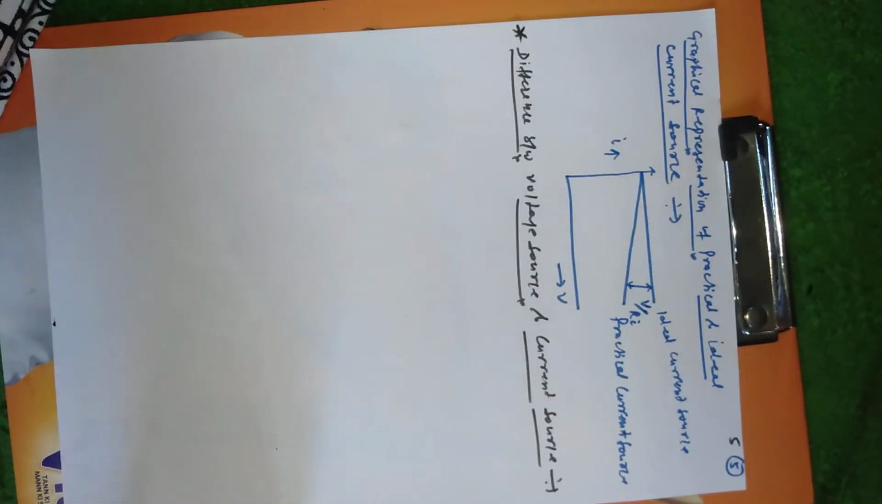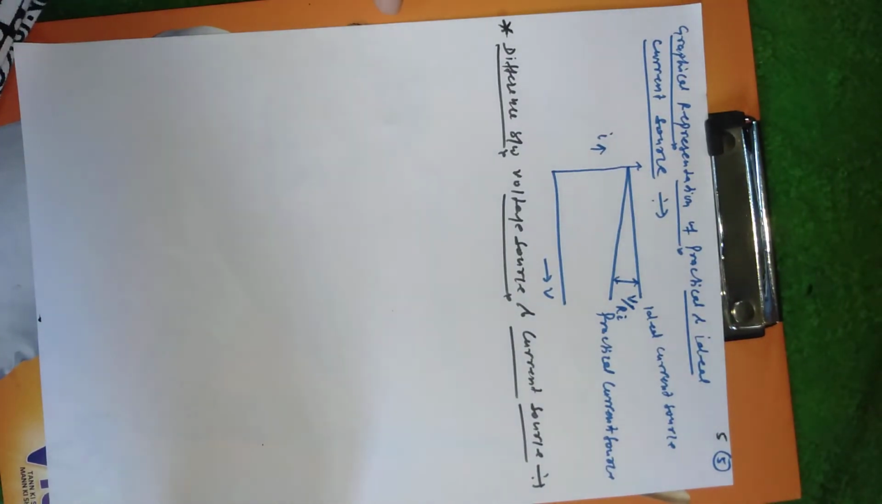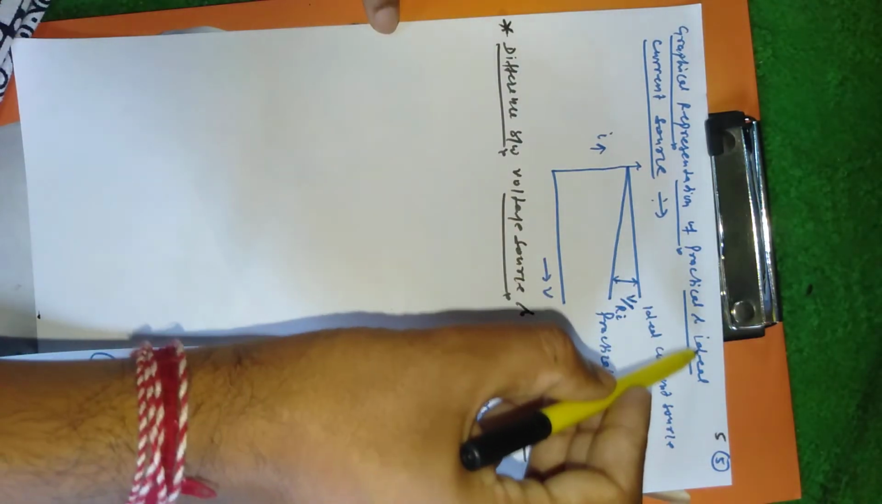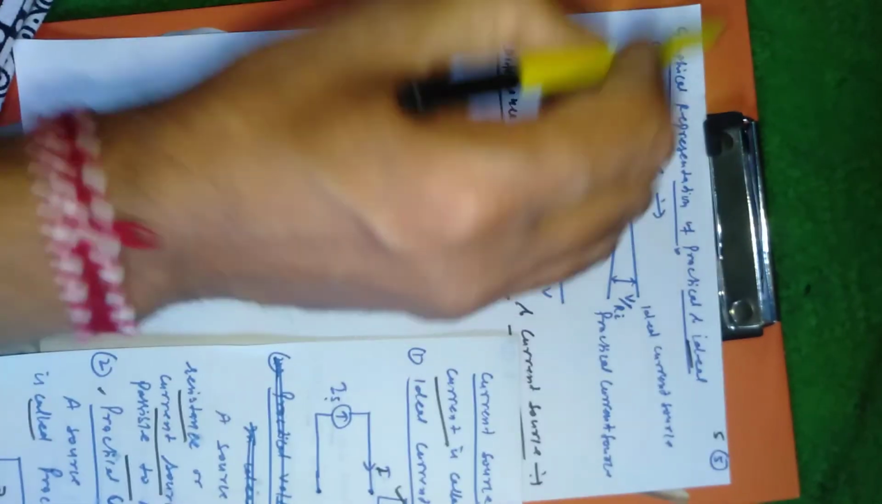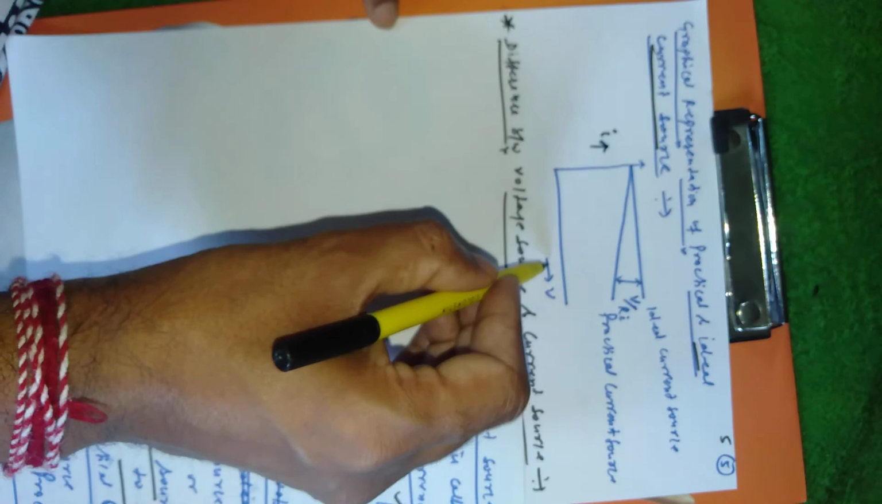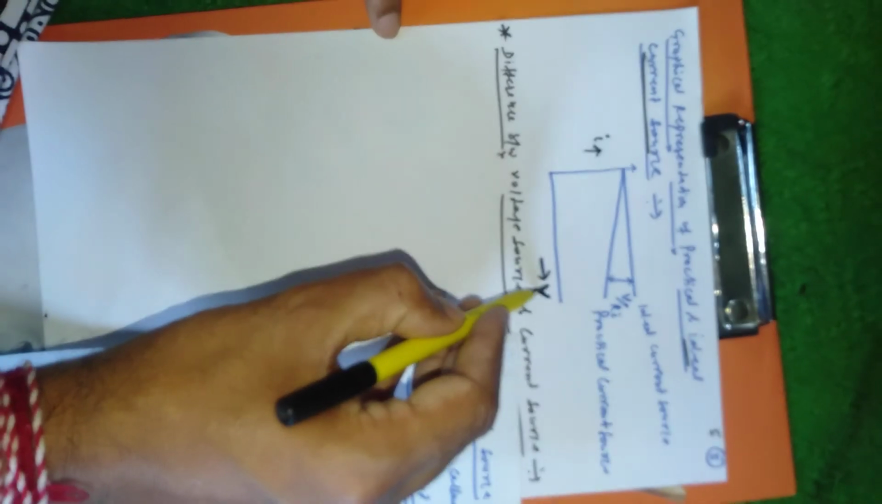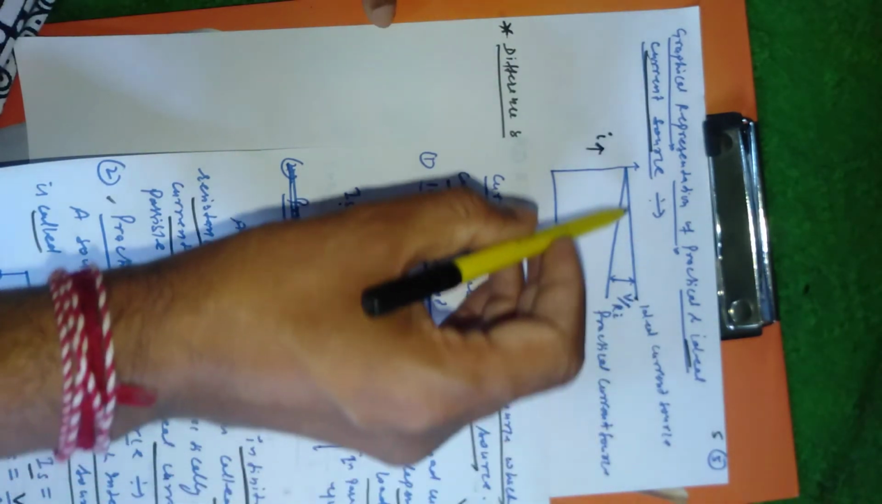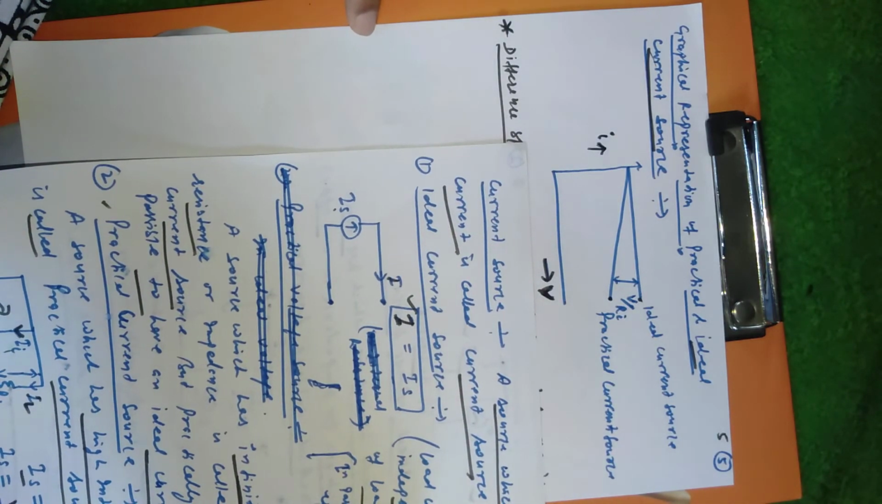And next is the graphical representation of the practical and ideal current sources. Now you have to make the graph of current sources. Here the output is current and the input is voltage. So what is the difference between ideal current sources? You have a constant, and for practical, again you have the same graph as you made for the ideal and practical voltage sources.